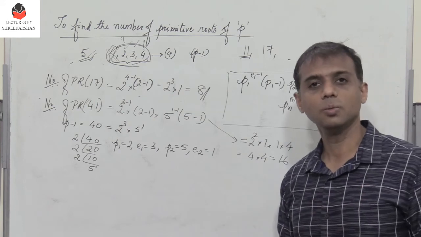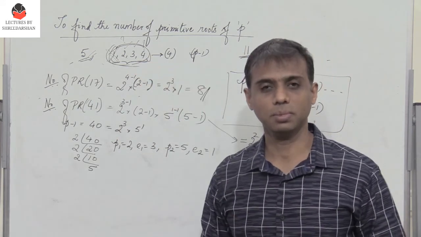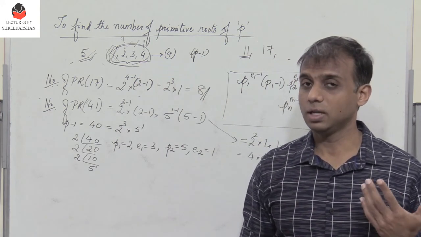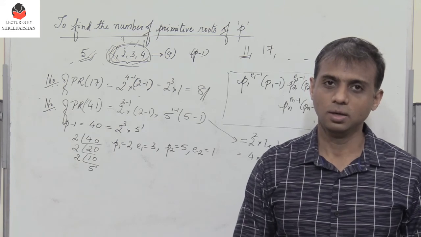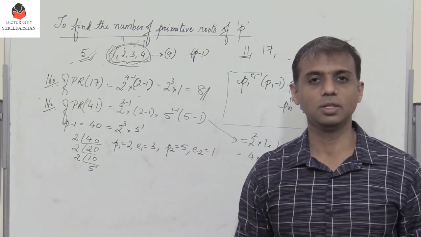Okay, so this is how we can find how many numbers are primitive roots of a given prime number p, right? And how do we find out whether a given number is a primitive root of p? Of course, you can go through the previous video segment, and the link has been given in the description.